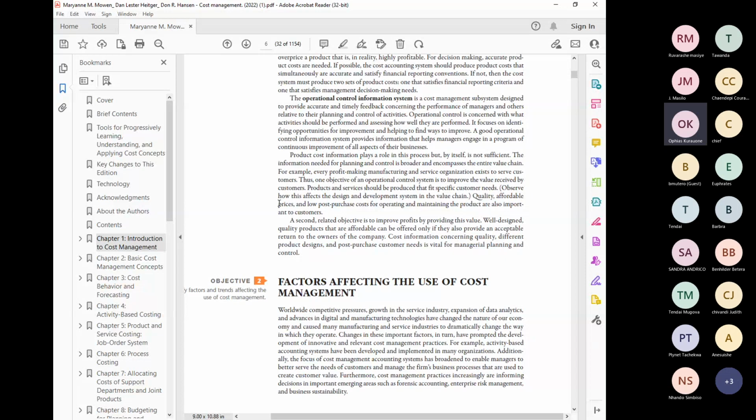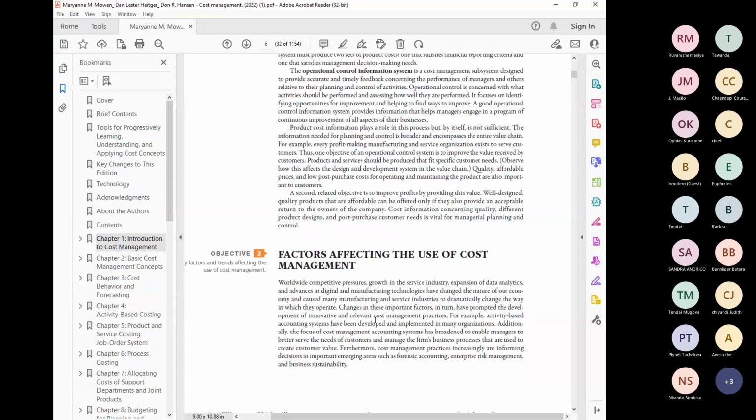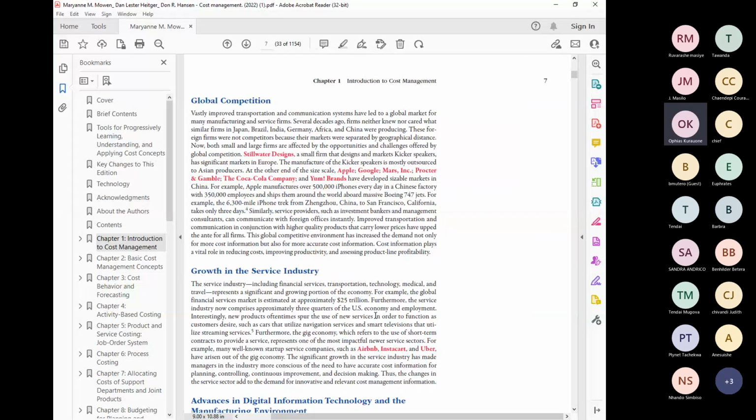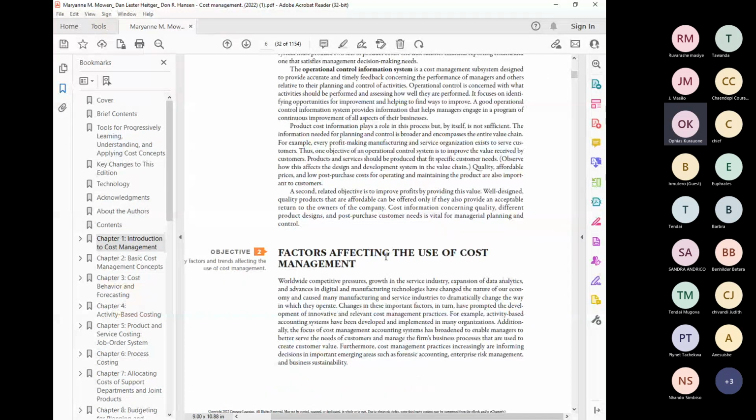So what is now is that cost and management accounting is now being done as cost and management accounting 1, then cost and management accounting 2, other than separating them. Because you manage costs. What you manage, these are costs. You don't manage managers, but you manage costs. So we need to understand the factors that are affecting the use of cost management. It's very important.